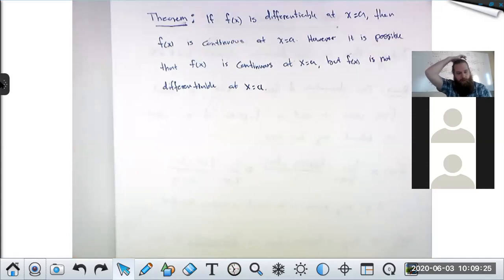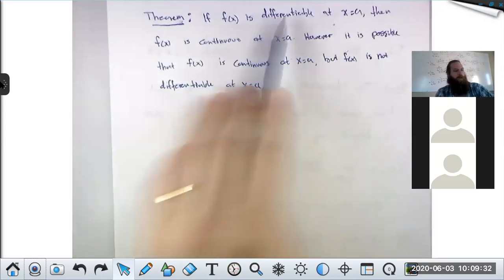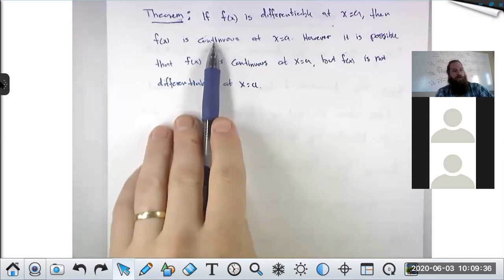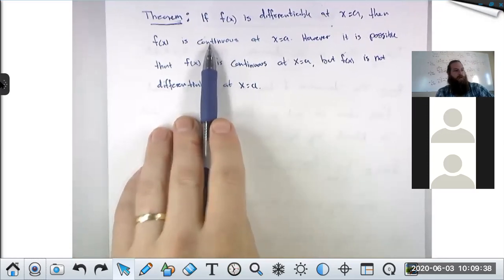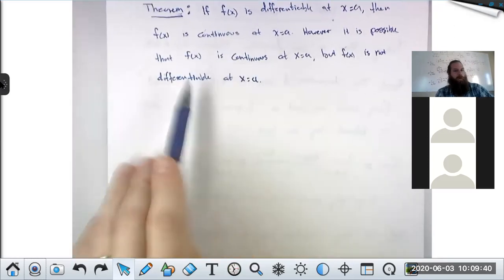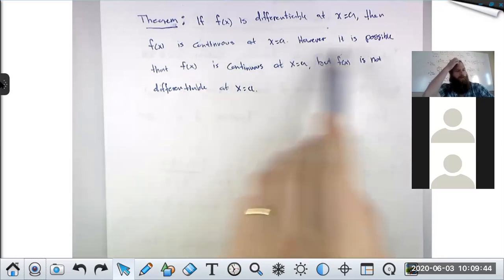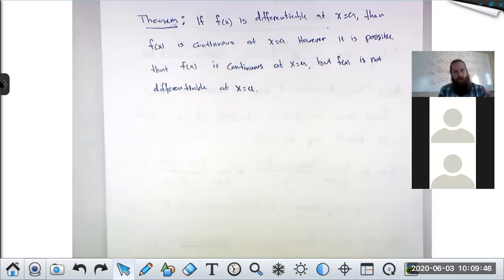And depending on your background with logic, that may be something you've heard of, or it may not be. If you're differentiable, then you are continuous. But it's not true the other way around. You can be continuous, but not be differentiable. So the absolute value function is an example of a function from the second sentence. That function is continuous at 0, but it's not differentiable there. It is impossible, though, to have the other thing. You cannot be differentiable without being continuous.